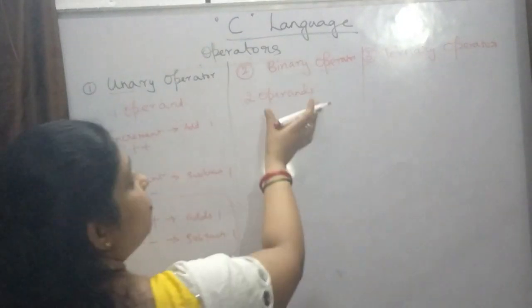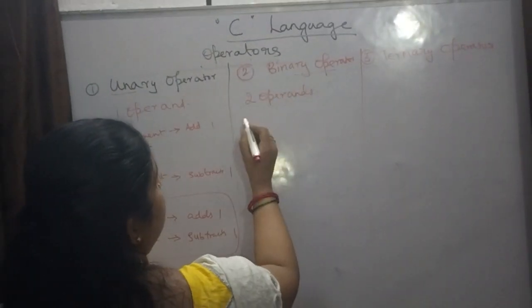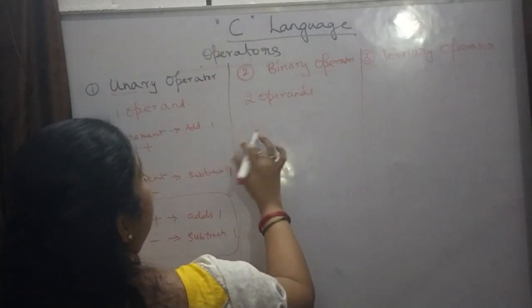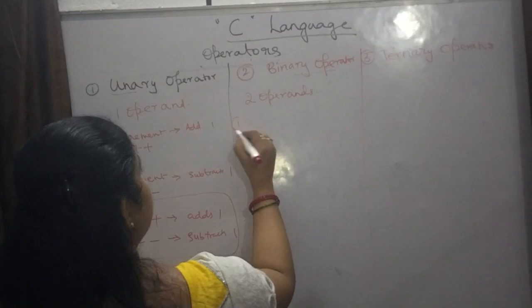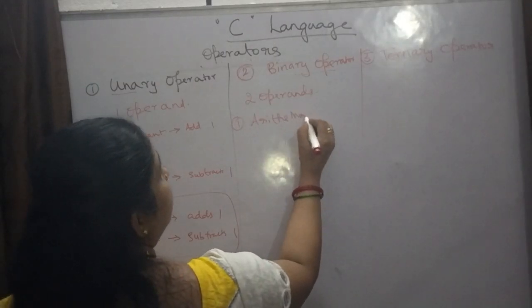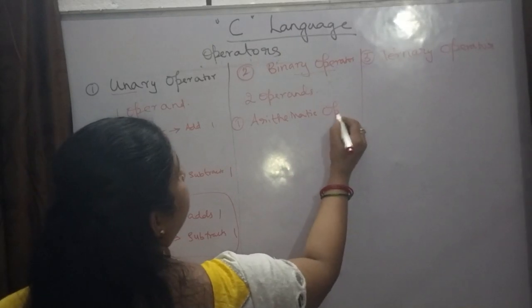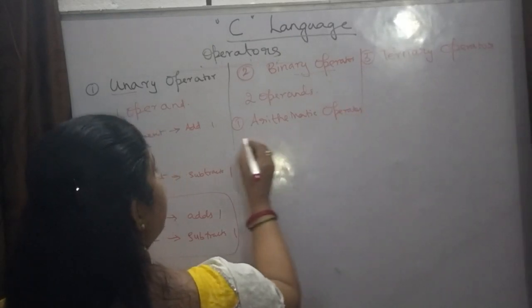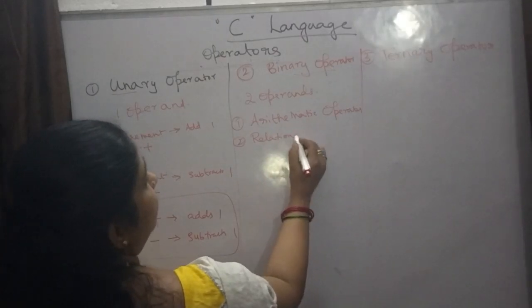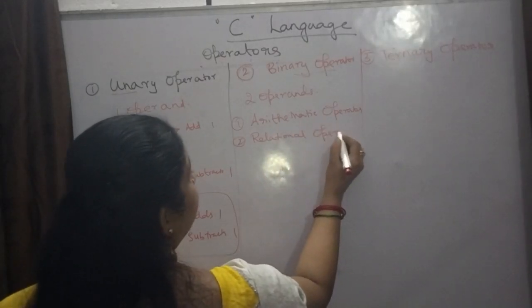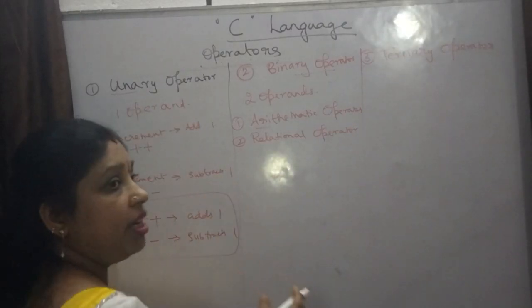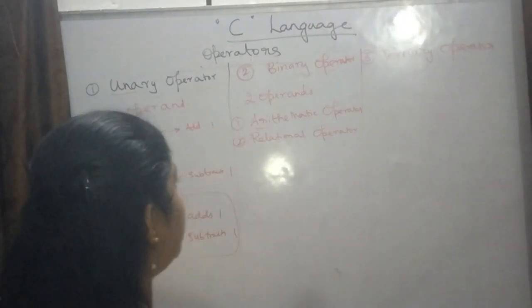So what types of operators are used in this? For example, in this there are 2 types of operators. One is the arithmetic operator. The second one is the relational operator. Okay, now I will discuss the arithmetic operator first. There are many, so I will do just a brief discussion.